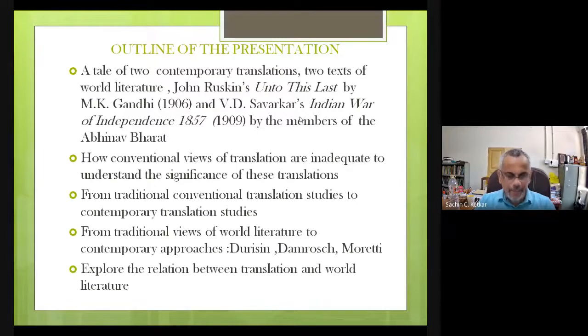That will also help you to grasp the more abstract, more conceptual argument that we are making. And in the process, I'm going to talk about how conventional views of translation, which are embedded in our education system, our thinking about translation in India largely, are inadequate to understand the significance of these two translations. Which means that in order to update ourselves, we need to unlearn something. It is something like accent reduction.